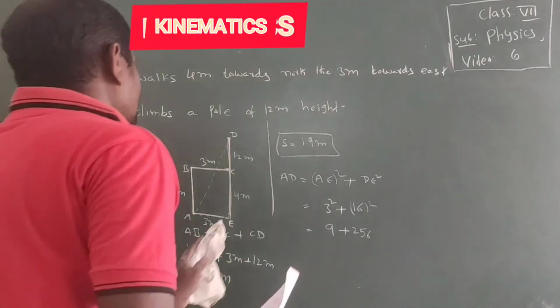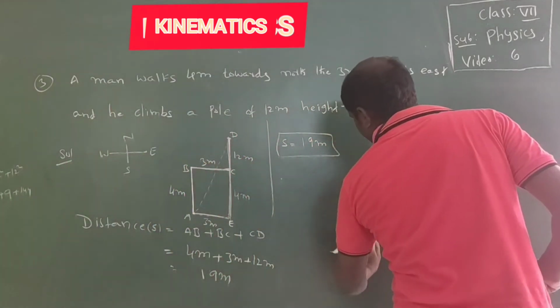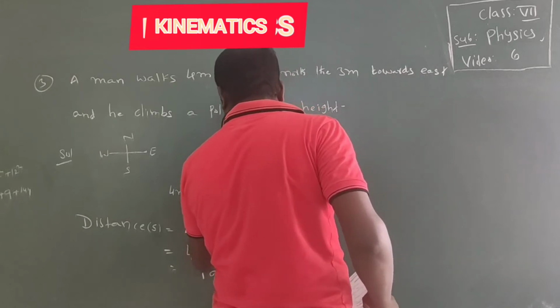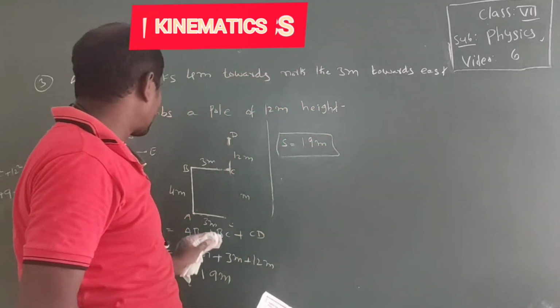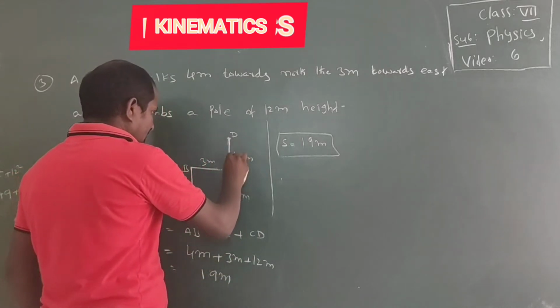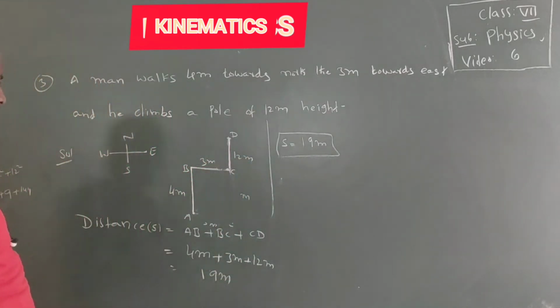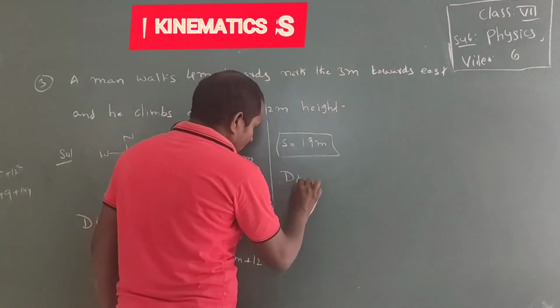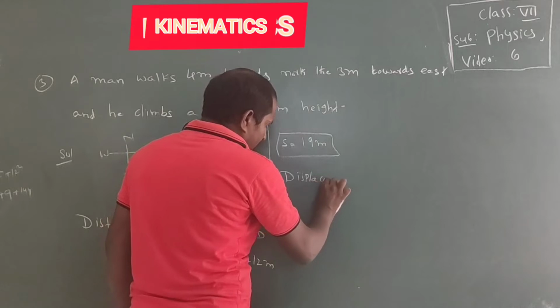Next one is distance. From this diagram, the body is moving from A to B, that is north, and again B to C, that is east, and then climbs a height of 12 meters. So here, displacement.